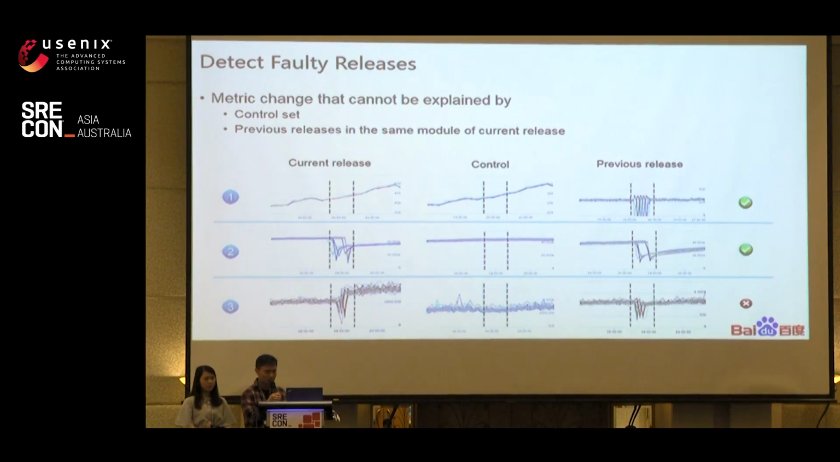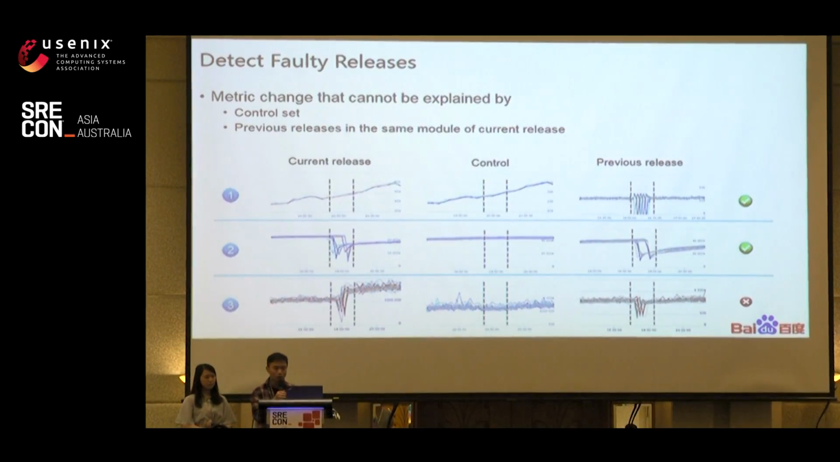And in each example, we display three sets of metric curves. The first set is the current release curve, the second set is the control set release curve, and the third set is the previous release curve. In the first example, we can see that the metric curve in the current release is quite similar to the curve in the control set. So we can decide that in this case, the release is okay.